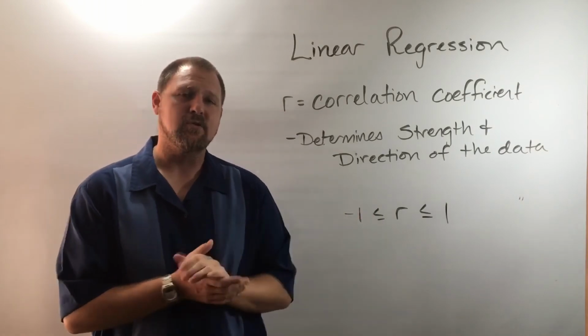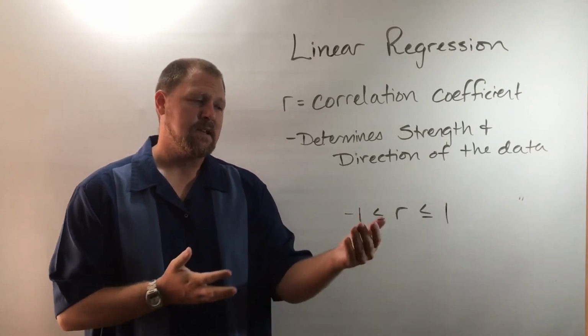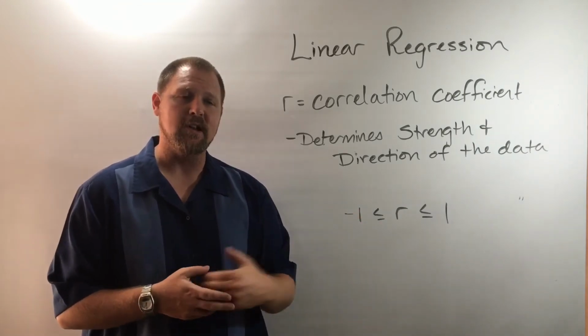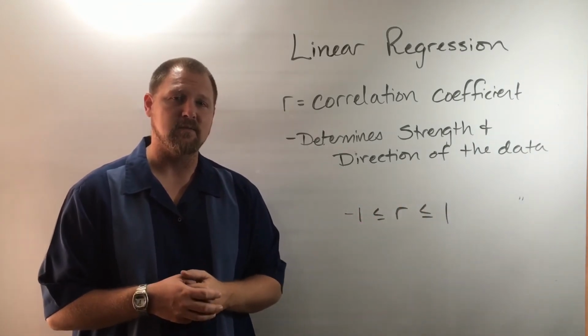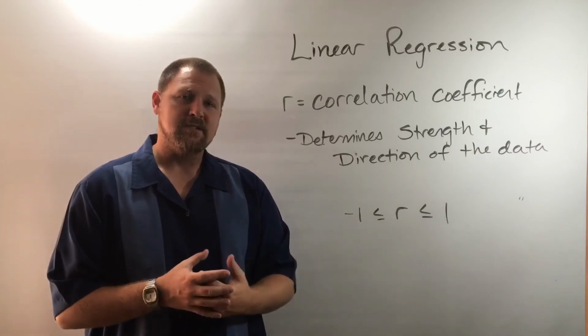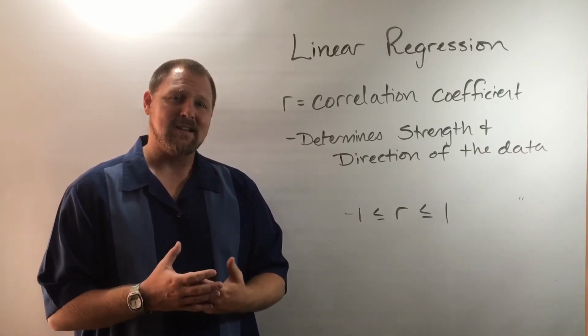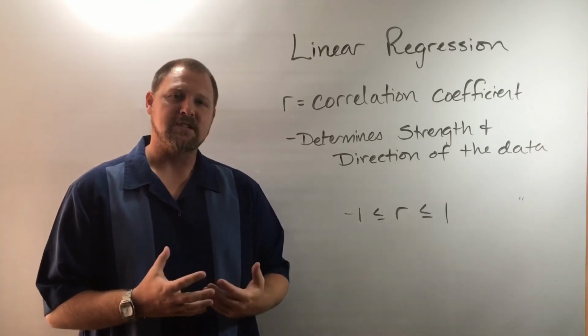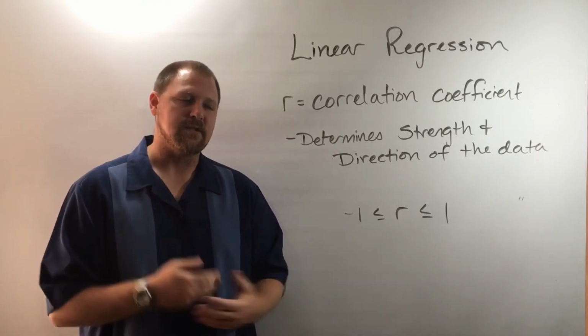And then looking at the correlation coefficient in a little bit more depth, this is the range of the correlation coefficient. It will never be less than -1, and it will never be greater than +1. -1 tells us that the correlation of this data is negative. As x increases, y decreases. +1 is just the opposite. As x increases, y increases.